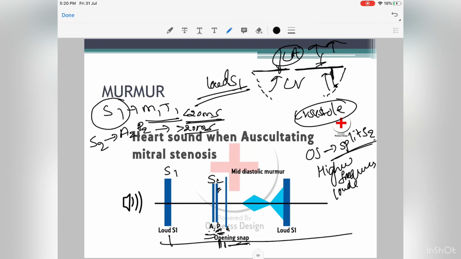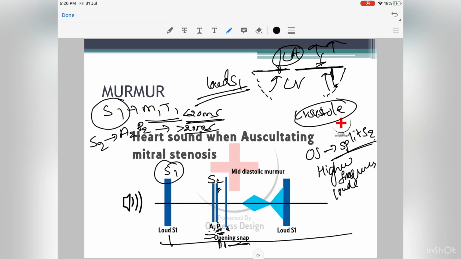Also, a split can be heard at the aortic or pulmonary area. However, the opening snap is heard anywhere between the left parasternal area in the fifth intercostal space to the apical impulse, generally heard just medial to the apical impulse. So these are the two differences.